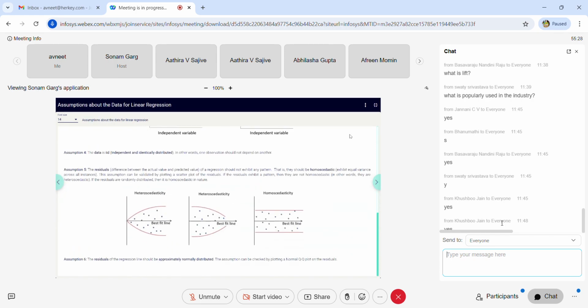Next one is the residuals. This word will come so often, so you just understand what it is. Residue means the difference between the actual value, that is y, and the predicted value, that is y hat.